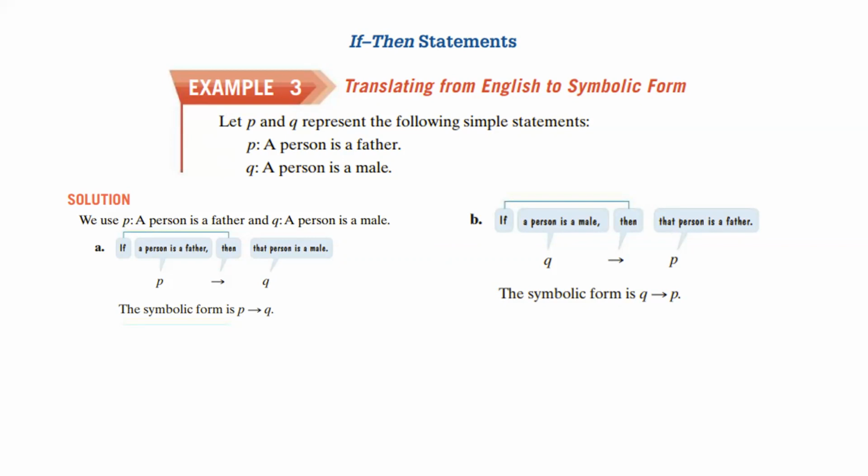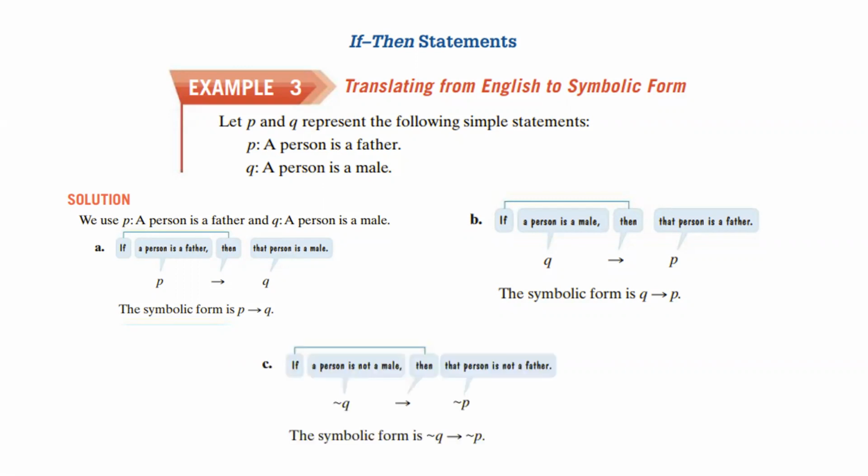And again, this isn't meant to put any political opinion on anything about gender or anything like that, because I'm not claiming any of these statements are true or false. I am just claiming whether or not these are statements, whether or not I can represent things in a logical form. And then finally, if I wanted to say, if a person is not male, then that person is not a father, then anytime we see not, we have that tilde. So that symbolic form would be tilde Q implies tilde P, or arrow. Anytime I say implies, that's the same thing as arrow.